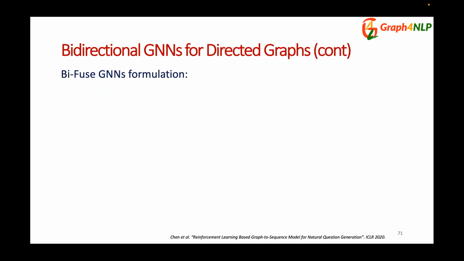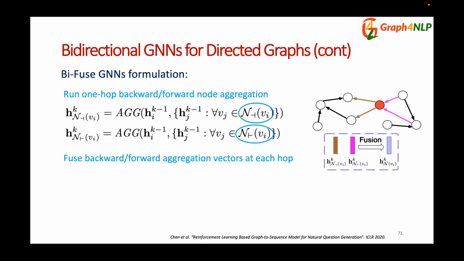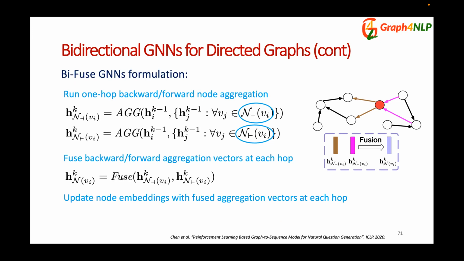And then the second variant we will introduce here is called bifuse GNNs. In the first step, we will run one hop backward and forward node aggregation, which will give us two node aggregation vectors. One is for incoming edges, the other is for outgoing edges. And then we will fuse these two aggregation vectors at each hop to get the fused node aggregation vector. Then at the last step, we will update the node embeddings using the fused aggregation vector. So we can repeat these three steps at each hop of the GNN.